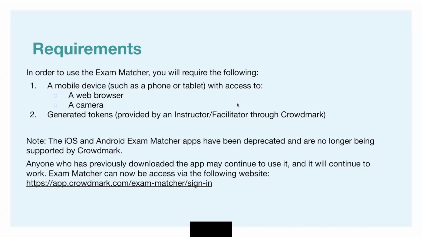In order to use Exam Matcher, you'll be required to have a mobile device, such as a phone or tablet with access to a web browser. So you will need internet and a camera. As a team member or proctor, you'll also need the generated tokens required to begin matching for a particular exam session, which will be provided by an instructor or facilitator through Crowdmark.